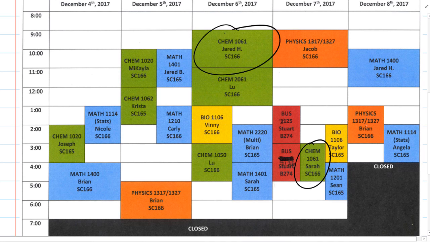All right. So those are the people that are going to be leading the review sessions. Those are down in the Academic Support Center. And the SC isn't the Science Building. It stands for the Student Center, which is where the Academic Support Center is located. Okay, so any questions on those?